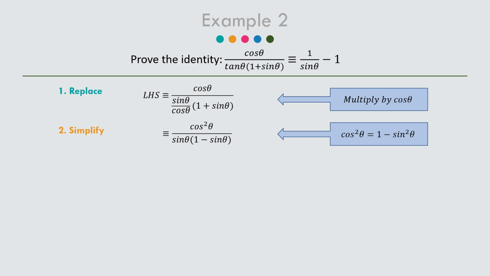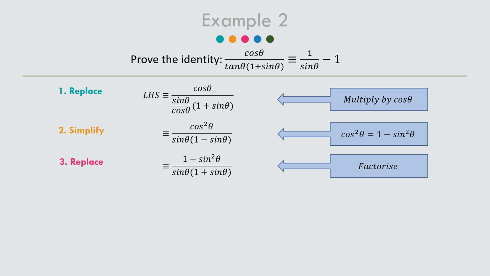When we look at the right-hand side of our identity, you'll notice it says that it's 1 divided by sine theta minus 1. There are no coses in this. However, look, we have cos squared theta. Cos squared theta equals 1 minus sine squared theta, so let's replace it. Once we've replaced the numerator, we now need to factorize. When we factorize, this enables us to eliminate a part of this identity.